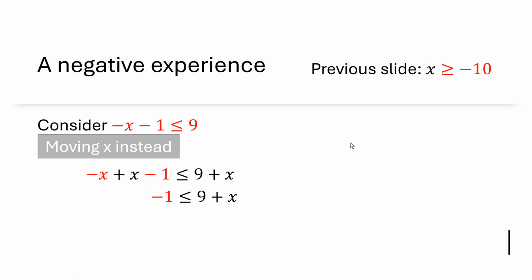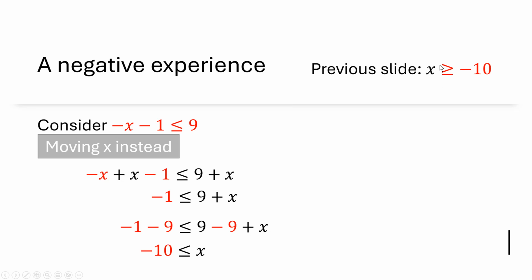Even though it says negative 1 is less than or equal to 9 plus x, now we're going to subtract 9 from both sides. Notice when we get negative 10 is less than or equal to x, this is the same exact answer.